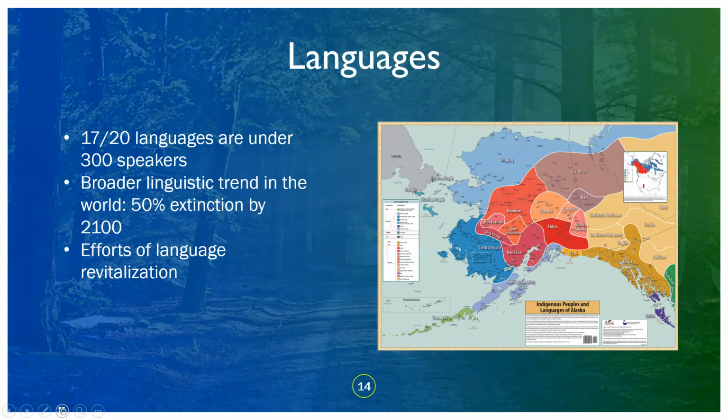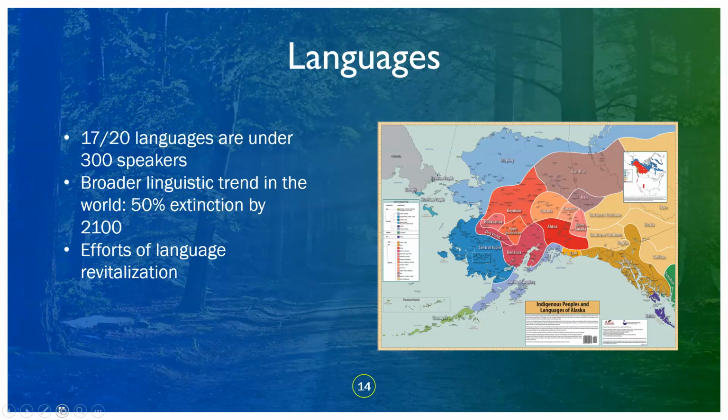17 out of 28 native Alaska languages have under 300 fluent speakers, so that's problematic from a point of view of trying to keep languages alive. And, you know, this really does follow a broader linguistic trend in the world, where of the 6,000, give or take, languages in the world, linguists project that at least 50% will go extinct by 2100 unless something drastic changes.